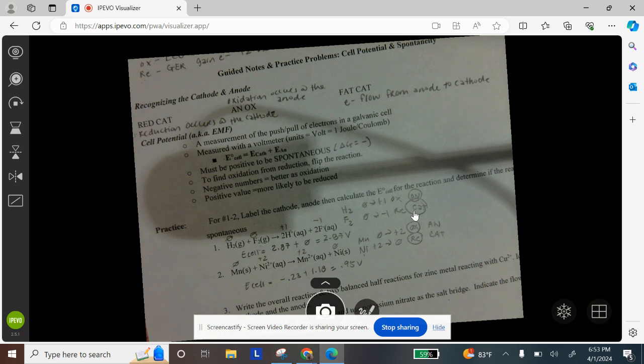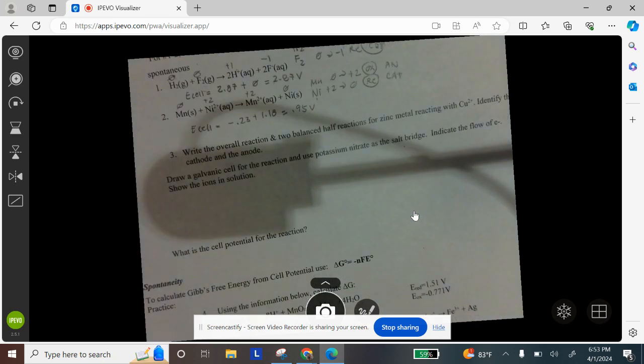All right, so now we're going to be actually drawing a galvanic cell. But first we've got to write the reaction for this. It says, write the overall reaction for 2 balanced half reactions for zinc metal reacting with copper 2+. Identify the cathode and the anode.